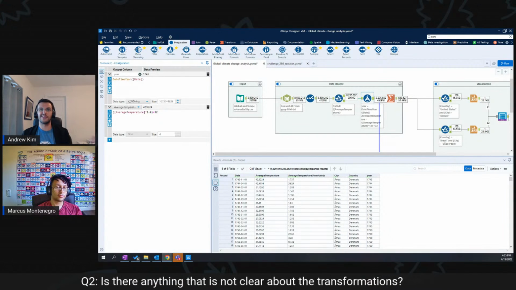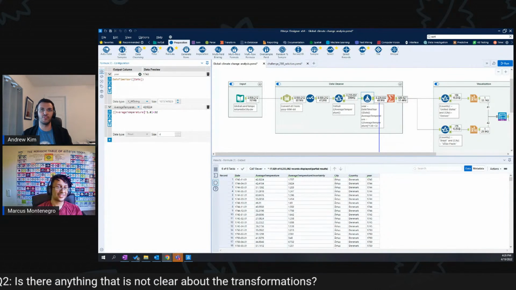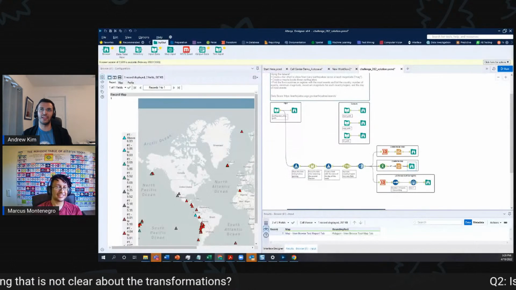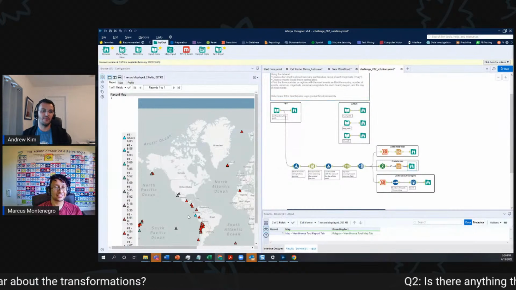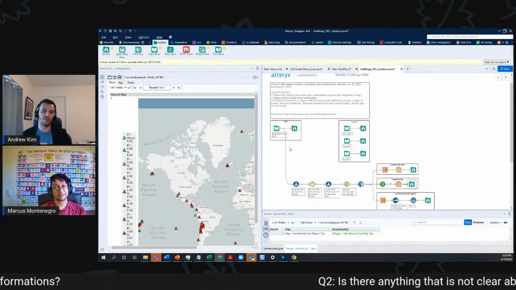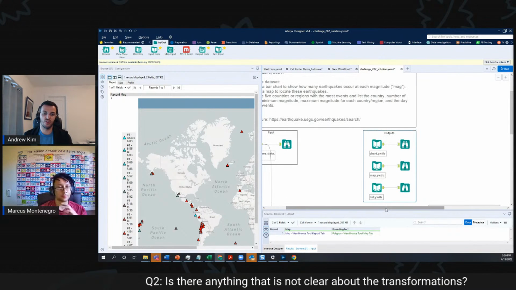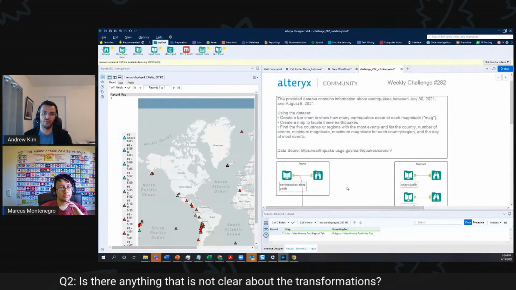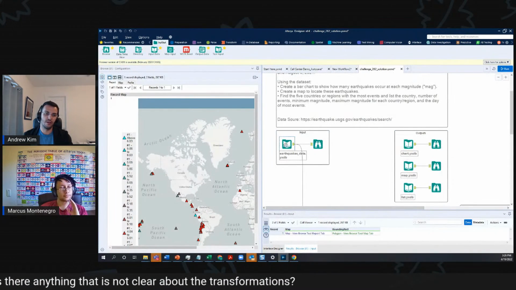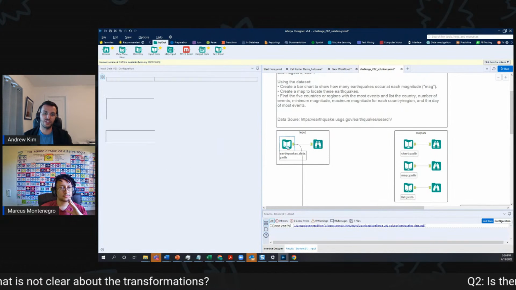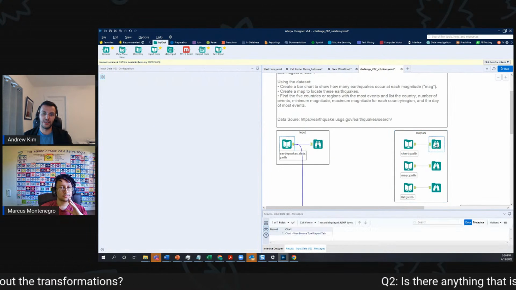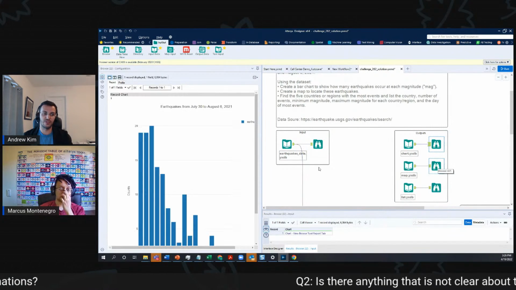And Marcus, it's like you queued this up for me perfectly, because I literally have a workflow. In this case, it's actually talking about earthquakes. This is one of the weekly challenges. If you've never checked out the weekly challenges with Alteryx, they have an input file that they give you, and then they tell you, here's the outputs that we would like to achieve.